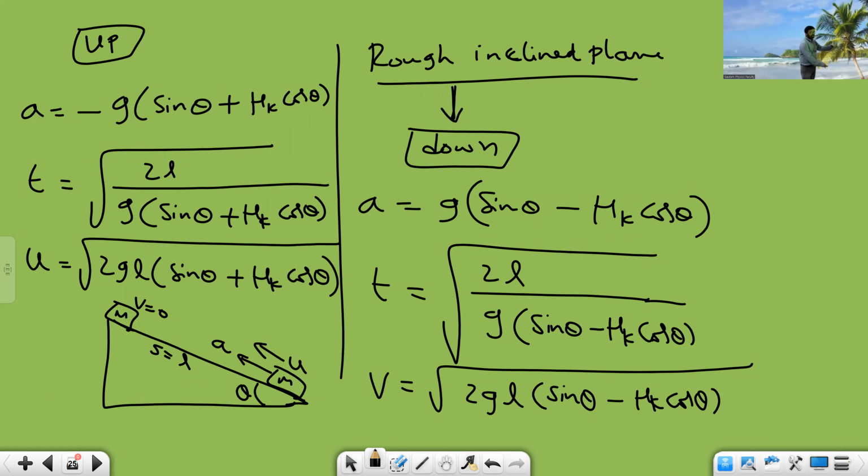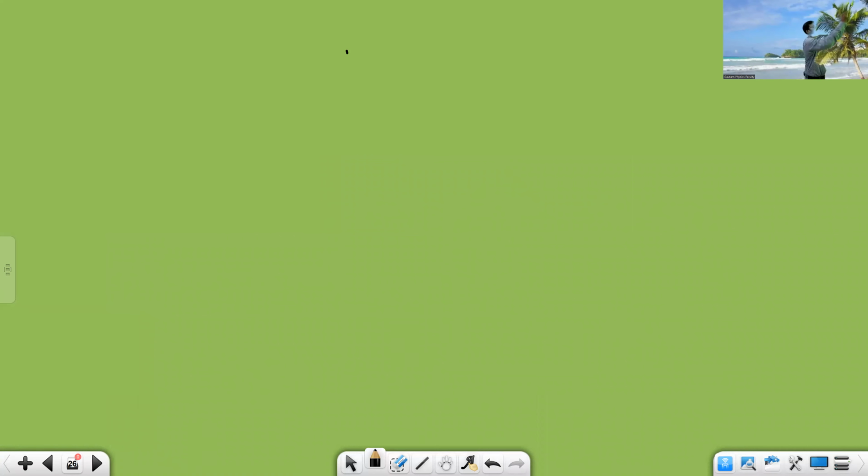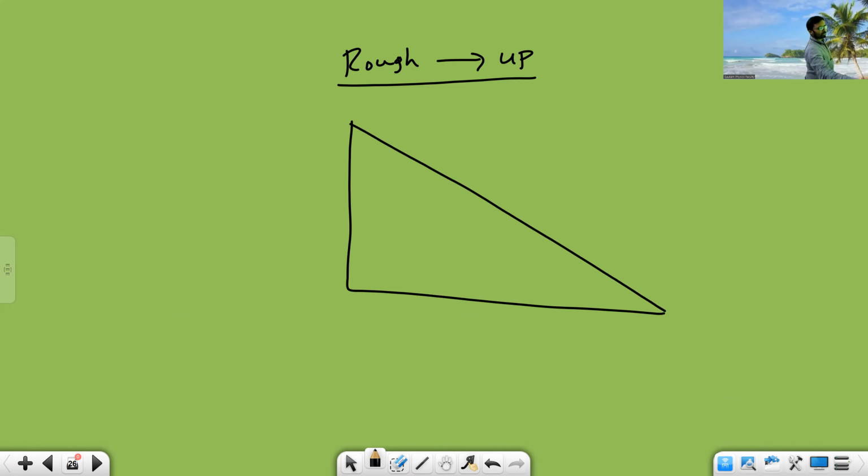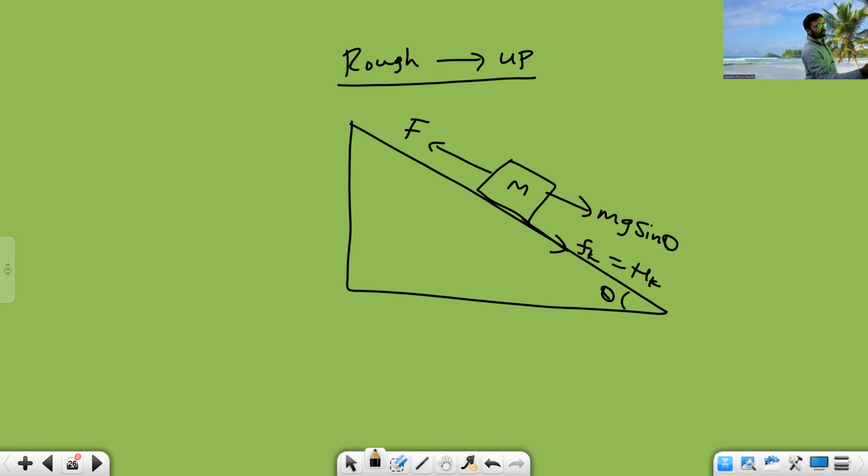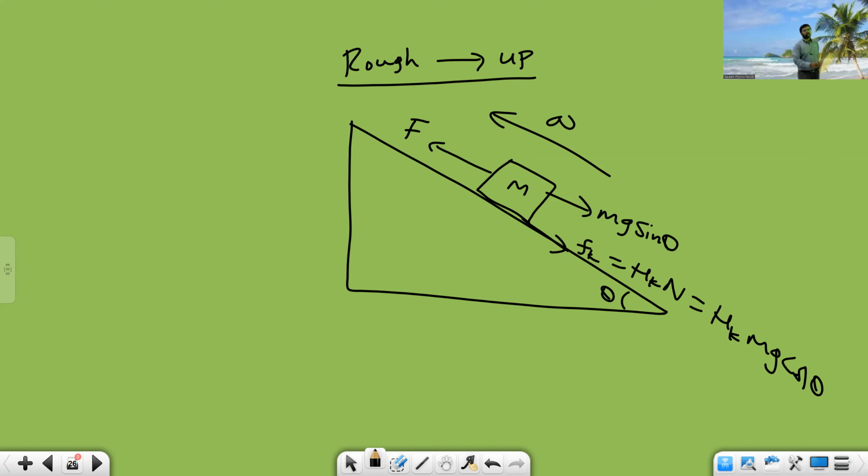One more important thing: when we take the rough inclined plane moving up, we are pulling with some force. Previously, we didn't apply a force. Now suppose I am applying a force F on the rough inclined plane. If we apply the force, what will happen? mg sin theta acts opposite, no doubt. The frictional force Fk is nothing but mu k into the normal reaction on the inclined plane, mu k into mg cos theta. Because the body is moving up, the frictional force will act down.